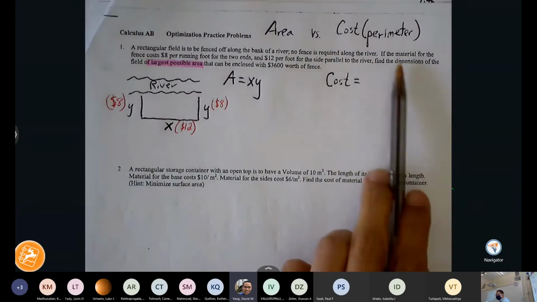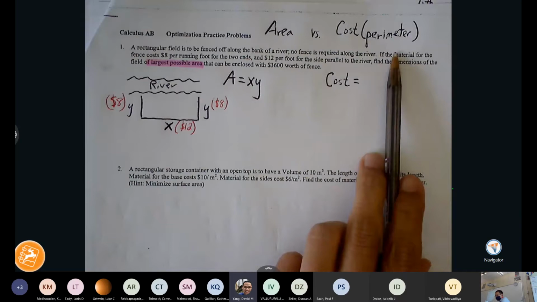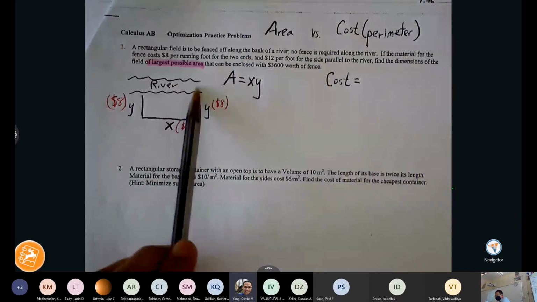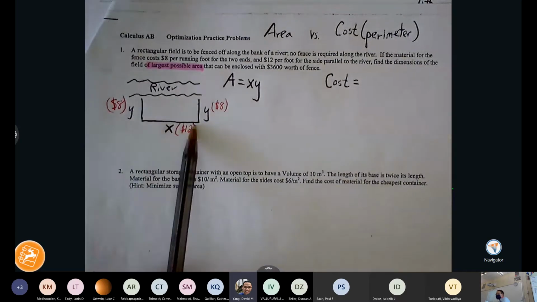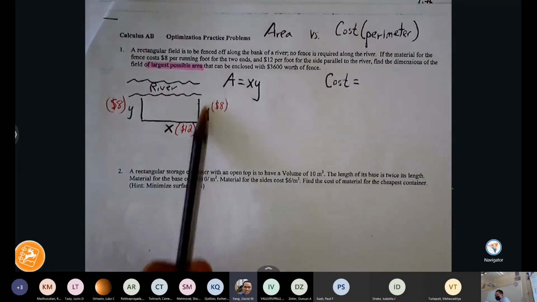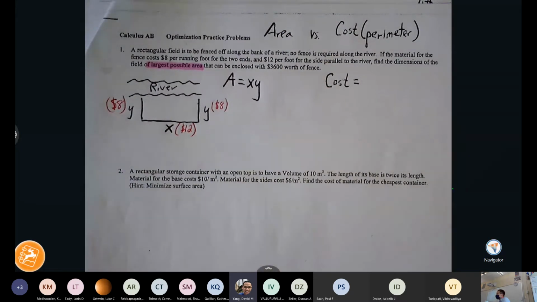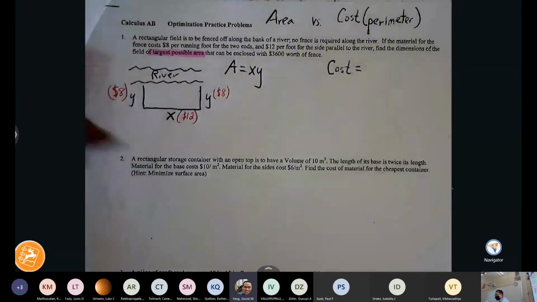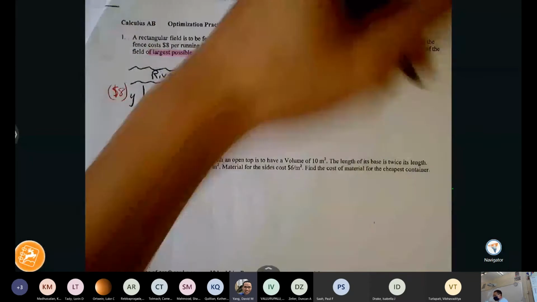Cost is equal to 8y plus 12x. Close. We're going to add up all these together. So we have 8y, 8y, and 12x. So what does that combine to be if we were adding all those together? 16. Yeah. There we go.